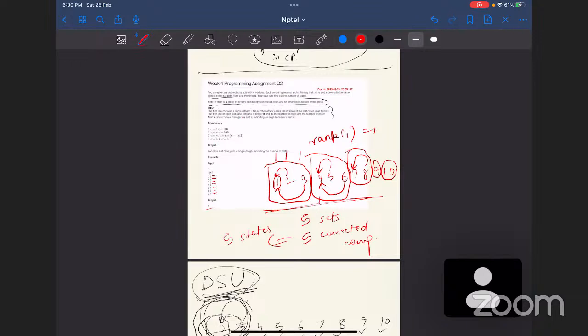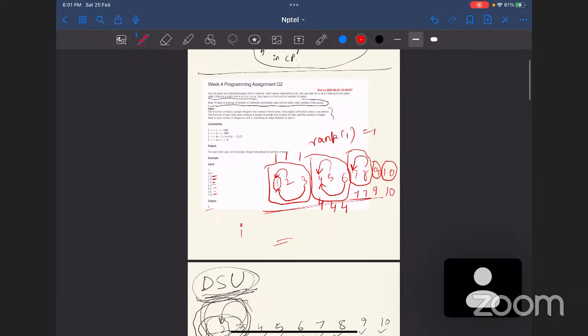Parent of 4 is 4. Parent of 5 is 4. Parent of 6 is 4. Parent of 7 is 7. Parent of 8 is 7. Parent of 9 is 9. Parent of 10 is 10. So for a vertex i, if the parent is also i, if that vertex itself is the parent, we calculate such number of vertices, and that is the answer.